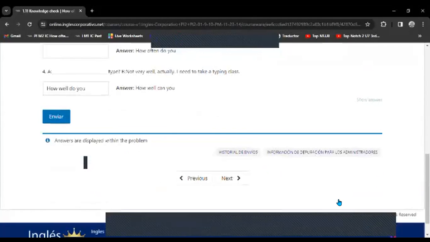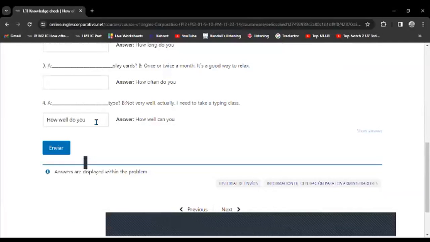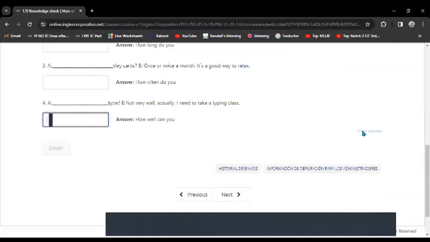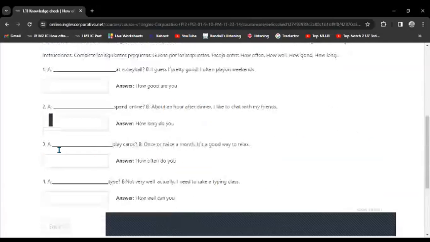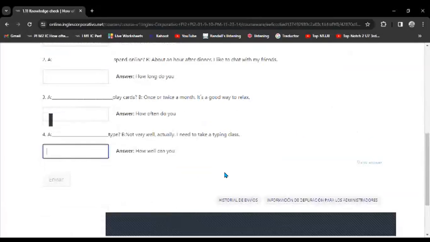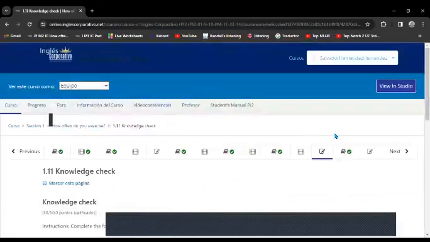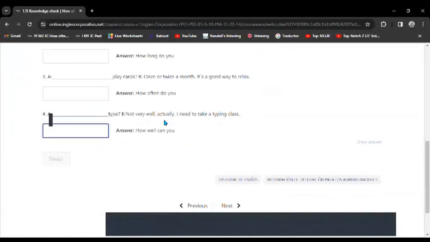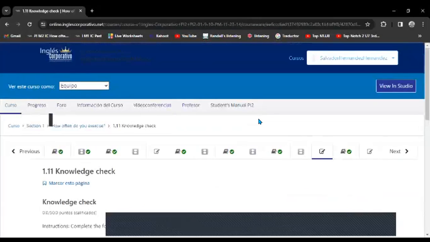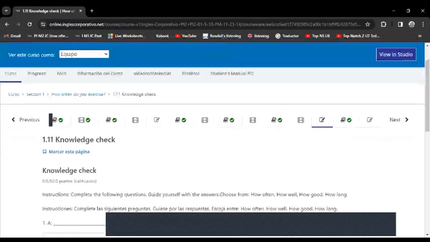Okay, well, let me see. Okay, how well can you? Sorry, can you? The number four is how well can you? And I was saying do you? Because according with this one, not very well actually, but I need to take typing class. Typing is a skill, so we use can. For example, number one: at volleyball, I guess I'm pretty good. I often play on weekends.